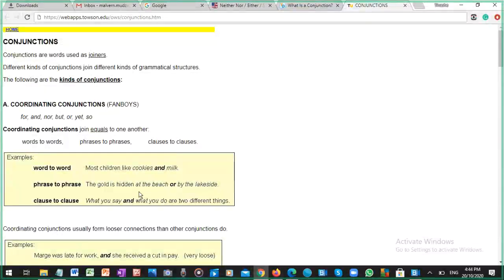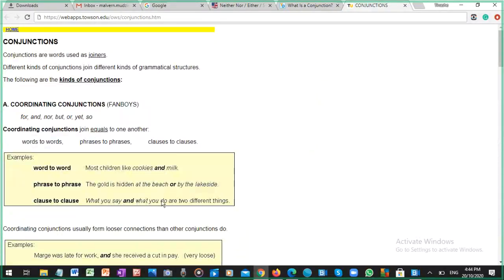Gold is hidden at the beach or by the lake. Does this sentence make sense? Okay. Are you sure? Yes. All right. So here the conjunction is or, because it's used to join at the beach and by the lakeside. Does that make sense? Okay. All right.